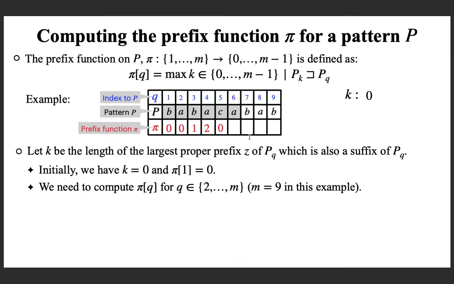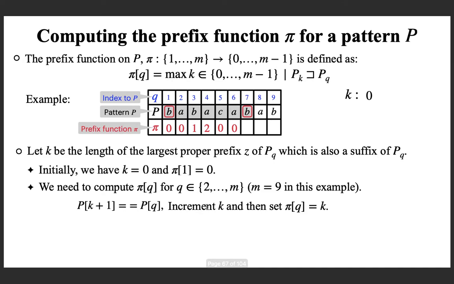Now we are going to the next symbol. Compare the symbols at k plus 1 and q. Now you are not getting a matching, but the value of k is 0. That case is already decided. You have to set pi q as k, which is 0 itself.